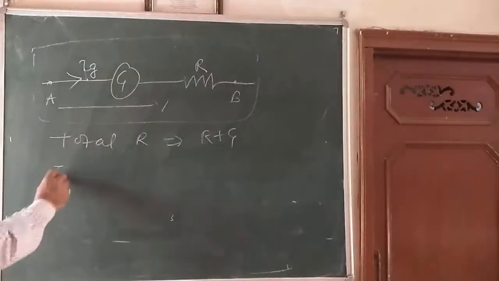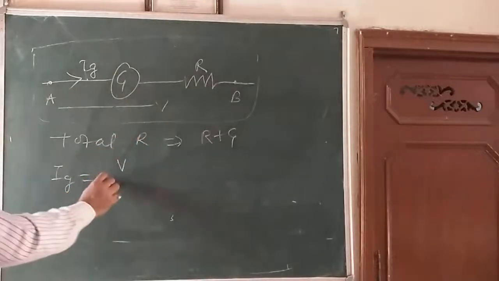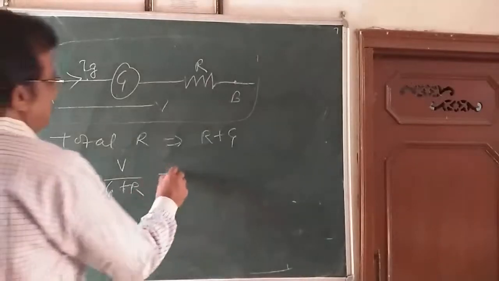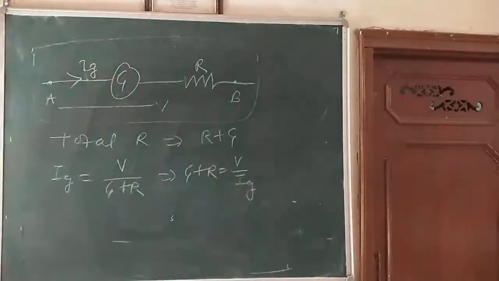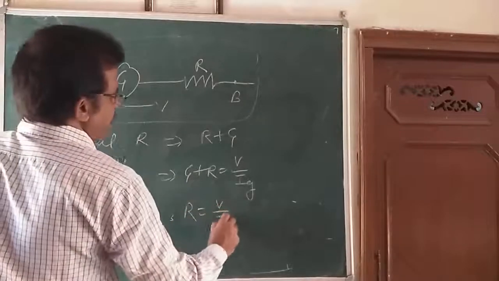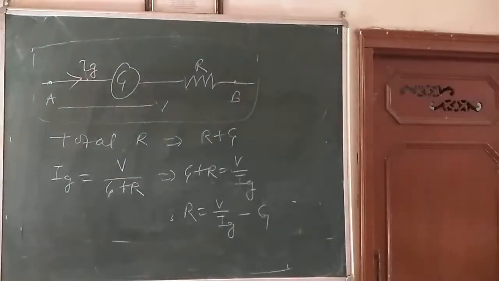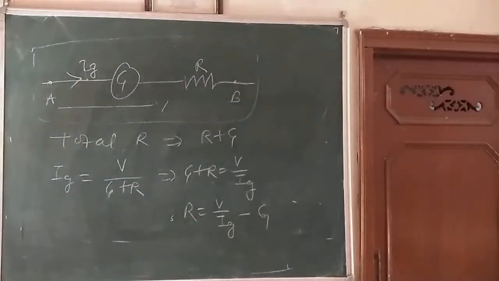According to Ohm's law, I can write the galvanometer current as the potential difference V divided by the total resistance. So Ig is equal to V upon (G plus R). So G plus R is equal to V upon Ig. So I can calculate R: R is equal to V upon Ig minus G. With the help of this formula, if the value of R is calculated and this resistance is connected in series with the galvanometer, then it will work as a voltmeter.